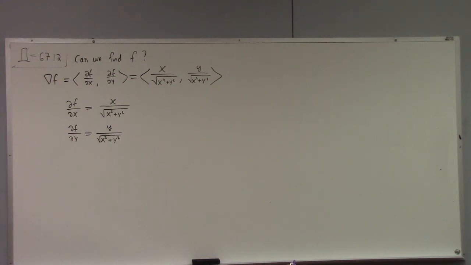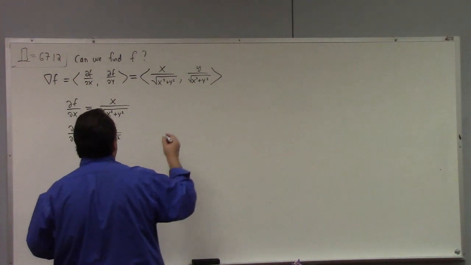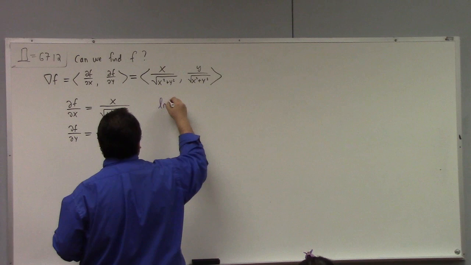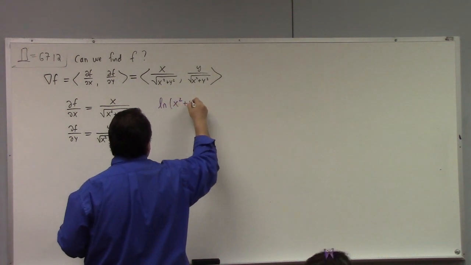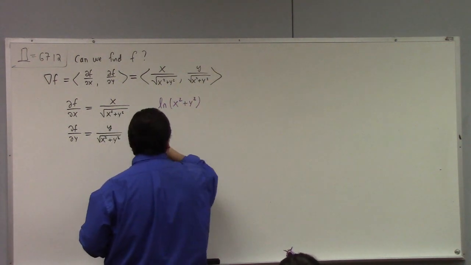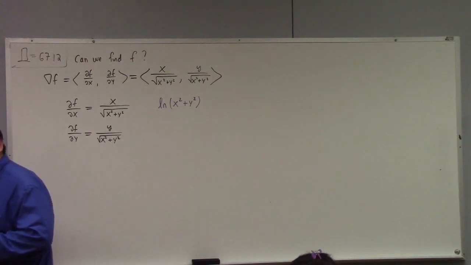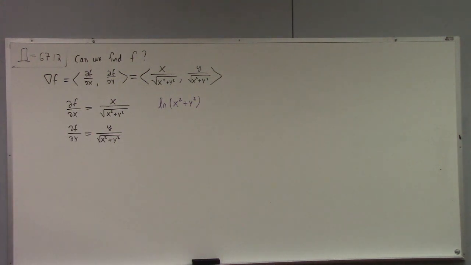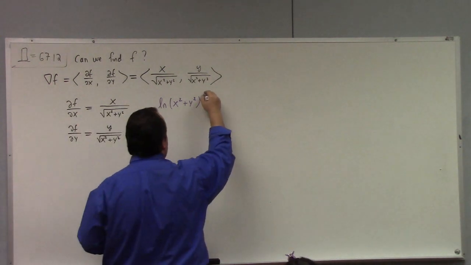Natural log. Natural log is the way to go here. Natural log of x squared plus y squared is not quite what we want. Think about it though. What happens when you differentiate that? Yeah, you get a 2x upstairs, but you get division by x squared plus y squared. But we can fix that by slapping a 1/2 up here. Right?